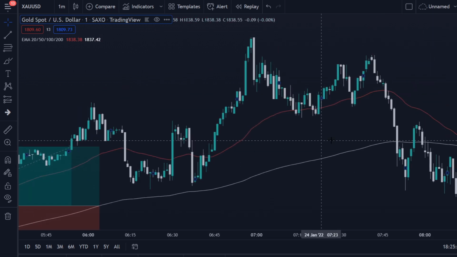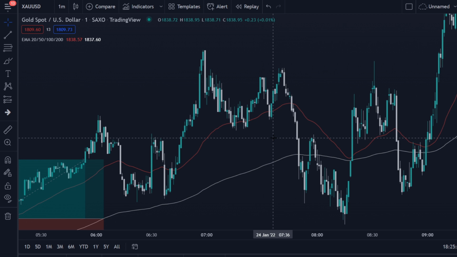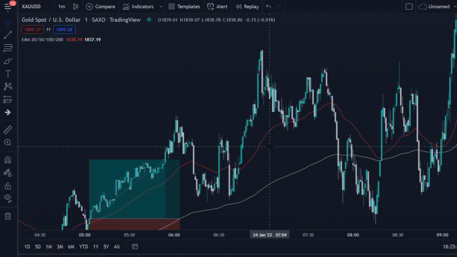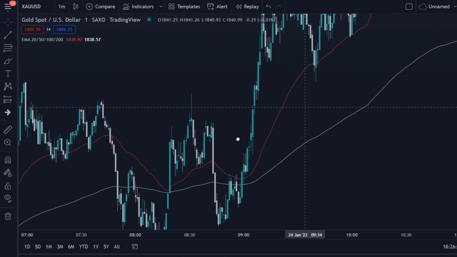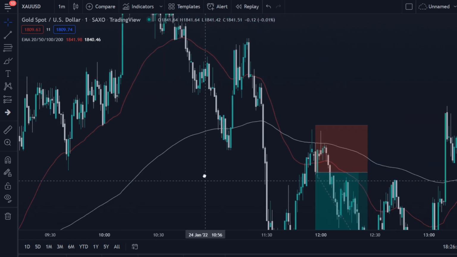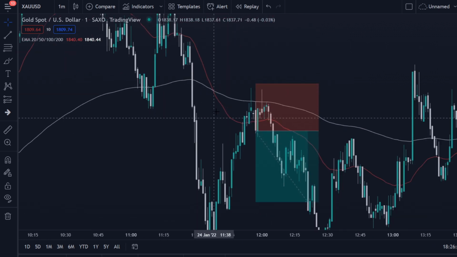Then another trade example over here. Oh yeah, another thing that I would like to add is we only take one trade until the trend changes. So now we're still in an uptrend because the 50 is still above the 200 exponential moving average, so we do not take any trades. This is another trade example over here.